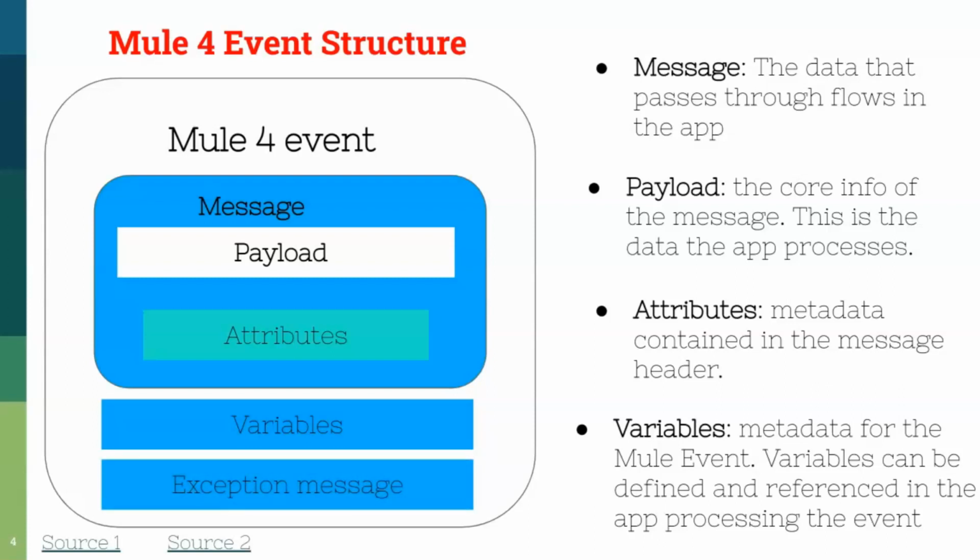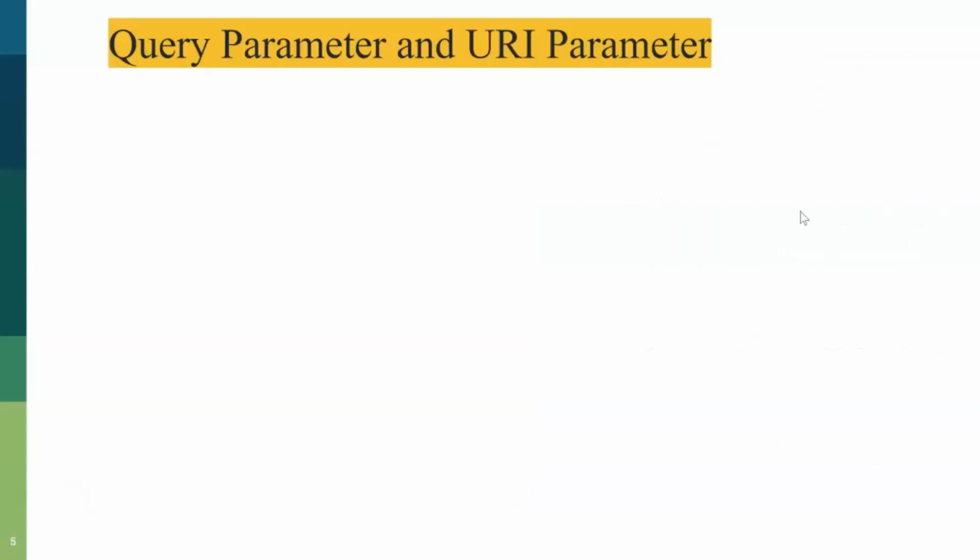And another component of a Mule 4 event is the exception message or error handler. So this is the structure of a Mule 4 event. Now let's talk about query parameters and URI parameters. What are they? How do we use them?